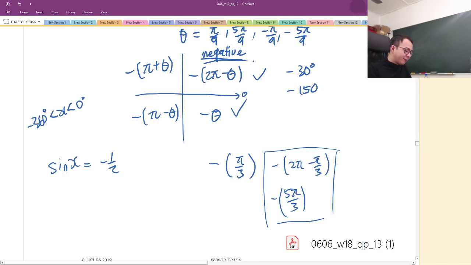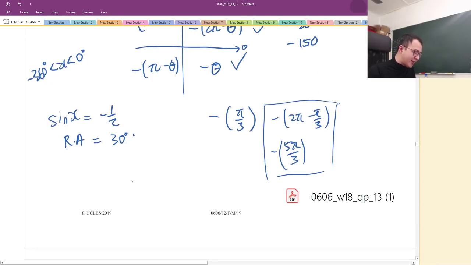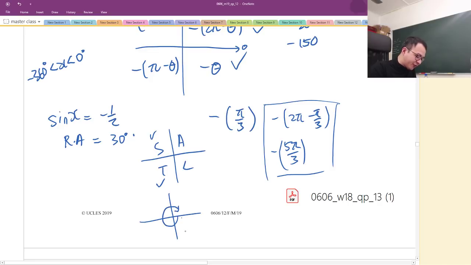So first thing is I need to find the reference angle, right? If this is negative, we need to find the reference angle, and the reference angle tells me it is 30 degrees. Then I need to analyze. Sine will get negative, add sugar to coffee, tells me sine is negative in the second and third. So then I will apply the rule here. For negative theta, we go this direction. The first one is negative theta, second is negative 180 minus theta, this is negative 180 plus theta, and this one is negative 360 minus theta.